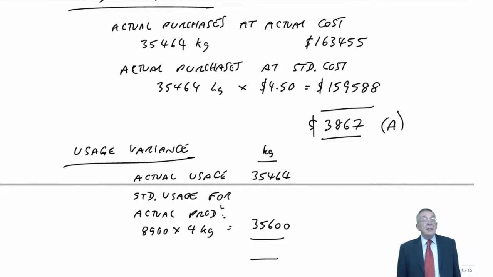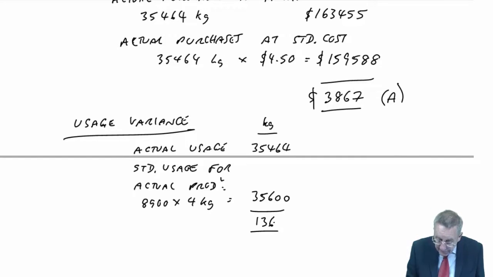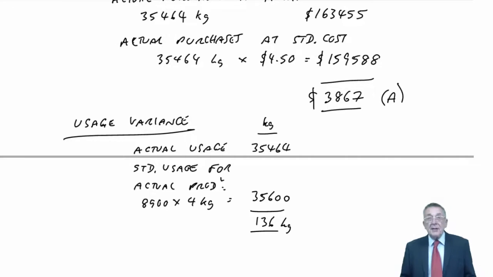And so in kilos, did we use more or less? Well, in kilos, we actually used a bit less than we would have expected. So 35,600 minus 35,464, 136 kilos.